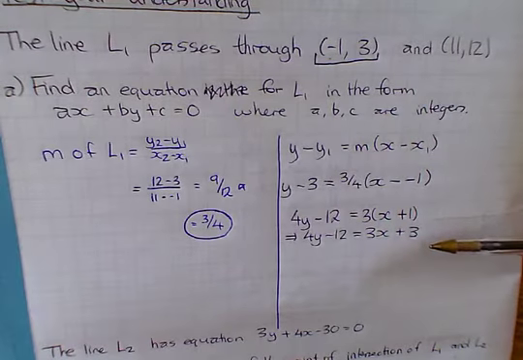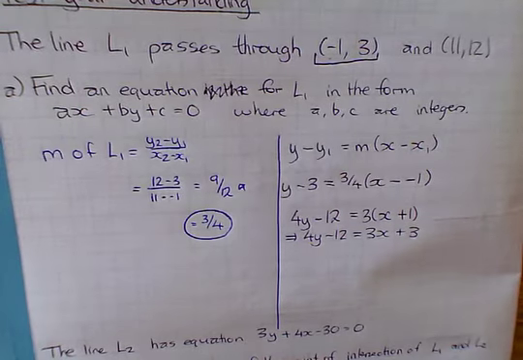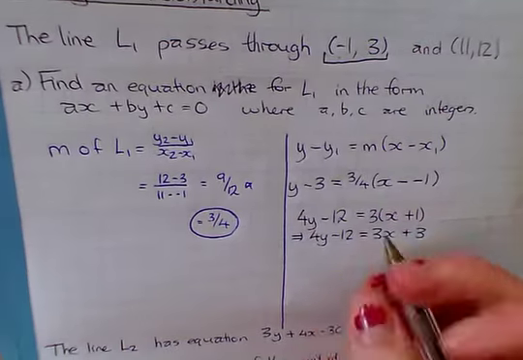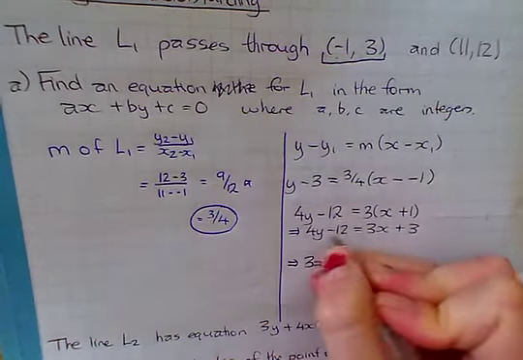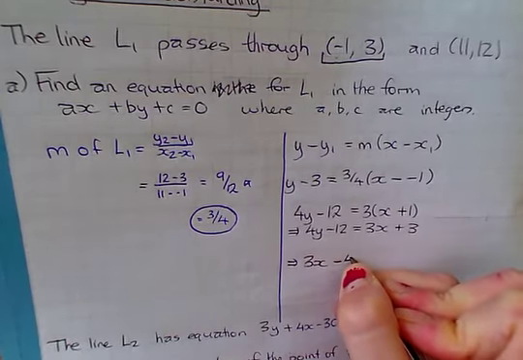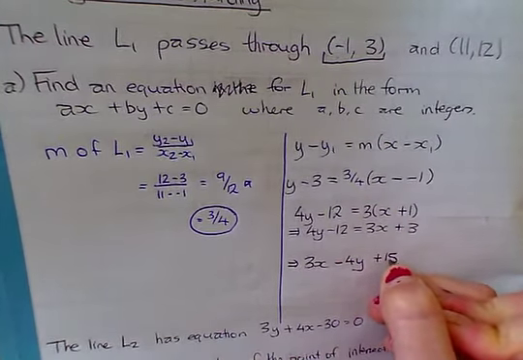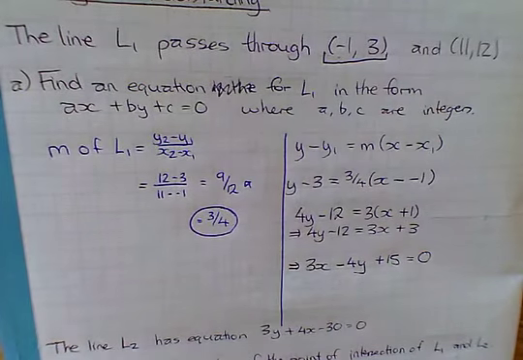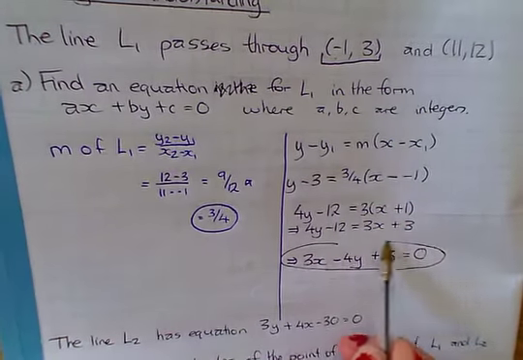Now I want to write this equation in the form ax plus by plus c. So I need to have everything on one side of the equal sign. So therefore I am going to leave the 3x as it is here, subtract 4y from both sides and add 12 to both sides to end up with 3x minus 4y plus 15 is equal to 0. And that is the equation of L1.